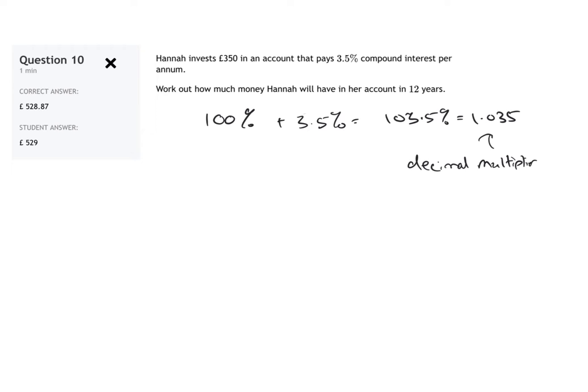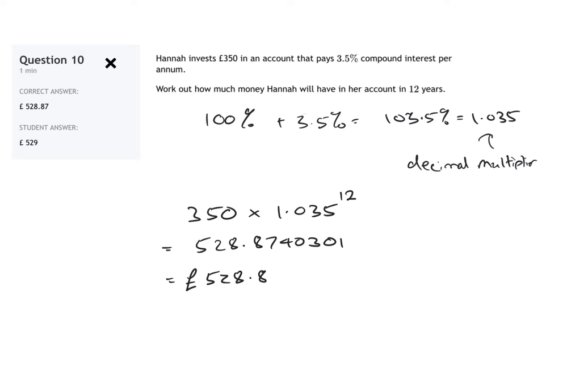So you've got 1.035. We take the initial amount of money, which is £350. We multiply it by the decimal multiplier, 1.035, and we do it to the power of the number of years, which is 12. You put that into your calculator. Now the calculator says 528.8740301. We're dealing with money, so money would go to the nearest penny. So the answer is 528.87.